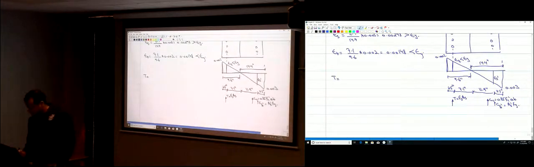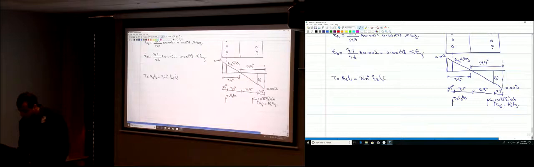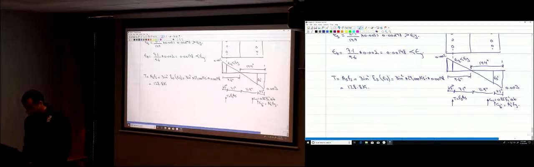So the tensile force is area steel times Fs. The area steel is 3 inches squared. Fs is the modulus of elasticity multiplied by the strain, epsilon t. So that's 3 inches squared multiplied by 29,000 ksi multiplied by 0.00148. So the tensile force is 128.8 K.